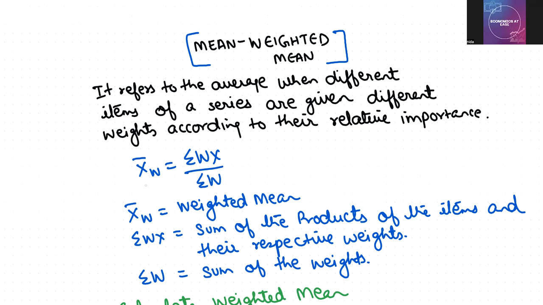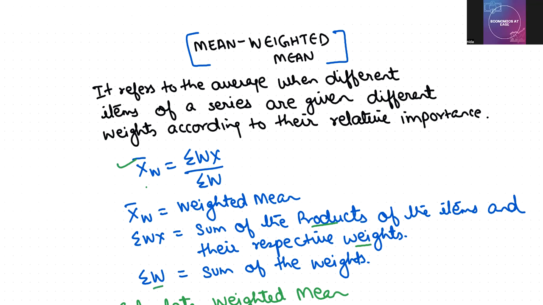So this is the formula. X bar w is equal to summation wx upon summation w. So x bar w means weighted mean here, the weighted mean we have to calculate. Then summation of wx means the sum of the products of the items and their respective weights. The items and their weights will be given, so we are going to multiply them. And summation w is the sum of the weights. The weights will be given to you.